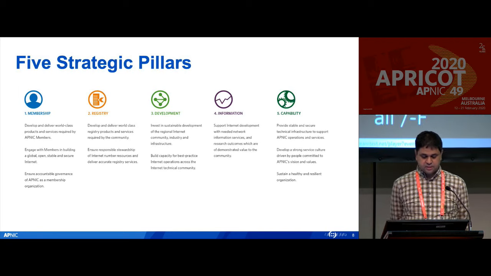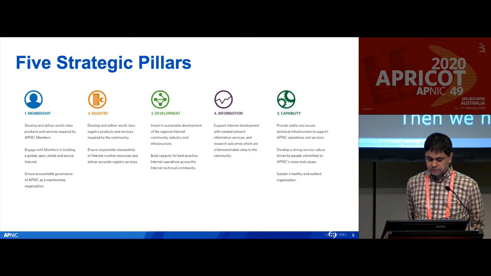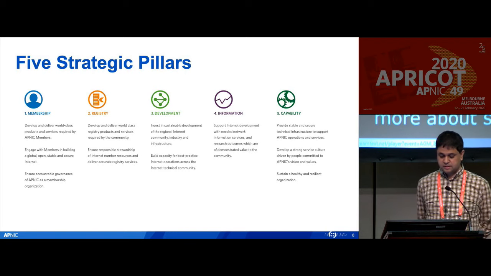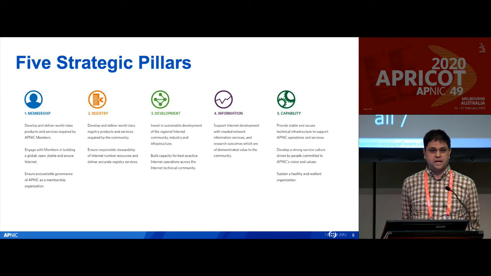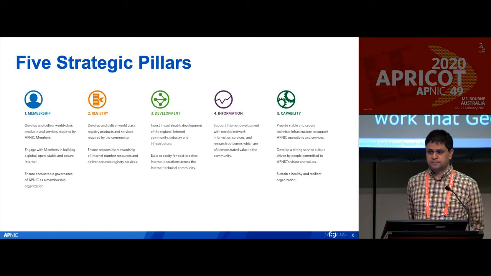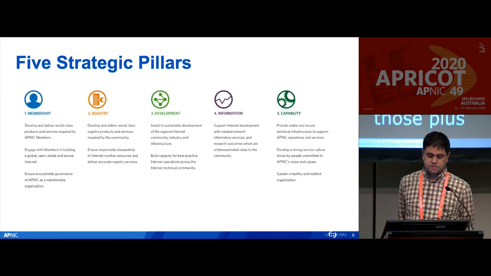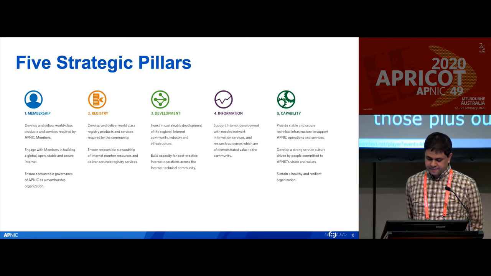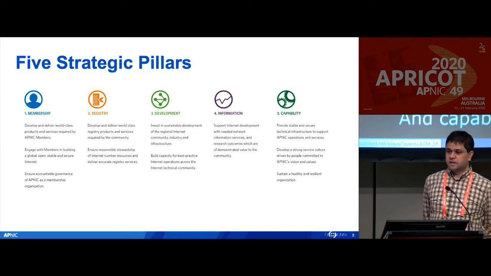Then we have the information pillar. This is more about supporting internet development with needed network information services. Like all the work that comes out of our labs, like the work that Jeff does, all the work we publish at the APNIC Labs website, APNIC Stats website, plus our blogs, everything else comes under information products. And capability, of course, that is our secretariat and the capability inside those.